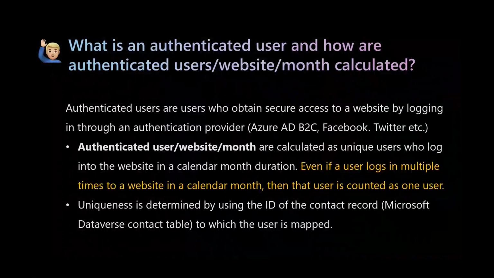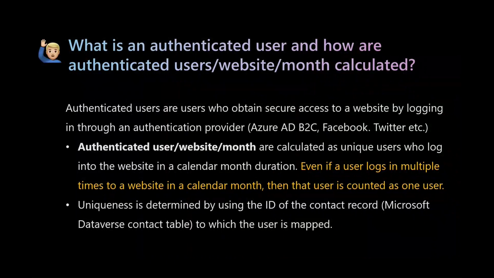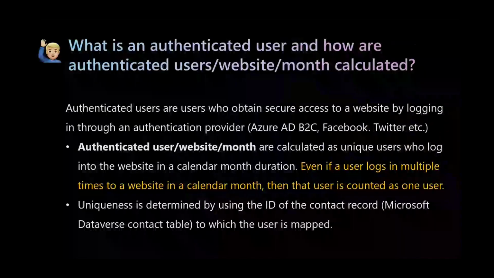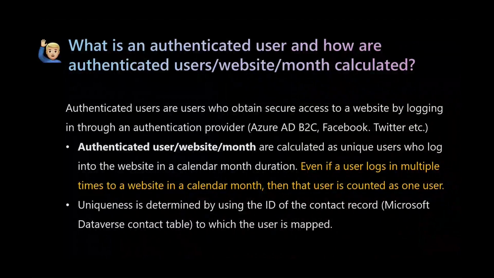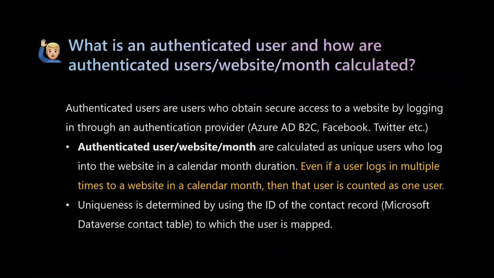Now, authenticated users per website per month are calculated as unique users. You may wonder how Microsoft decides that this is a unique user. They decide based on the unique ID of the contact record. Whenever I register on the portal, a contact gets created in Dataverse, and that contact's unique ID is basically my unique identifier.